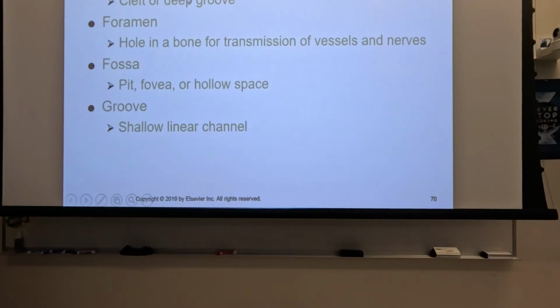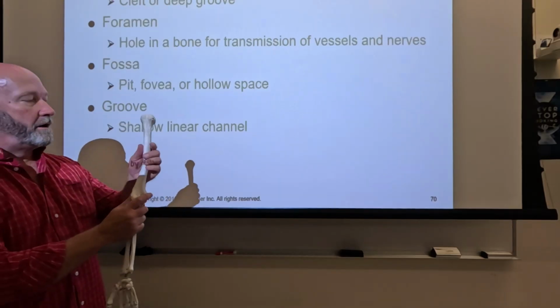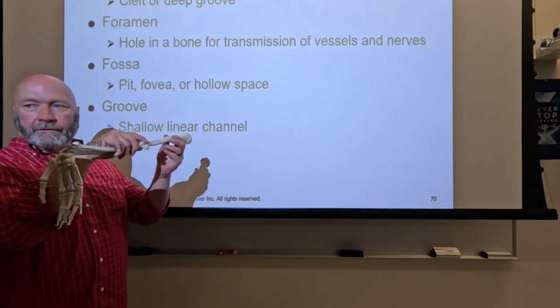A fissure is a cleft or a deep groove. A foramen just means a hole. And you've got a lot of different foramen. You have nutrient foramen, and you see those in a skull. It's just a hole where blood vessels come through. A fissure or a cleft may be a place where blood vessels and nerves go through as well, but it's not a hole. So you see that little groove right there?